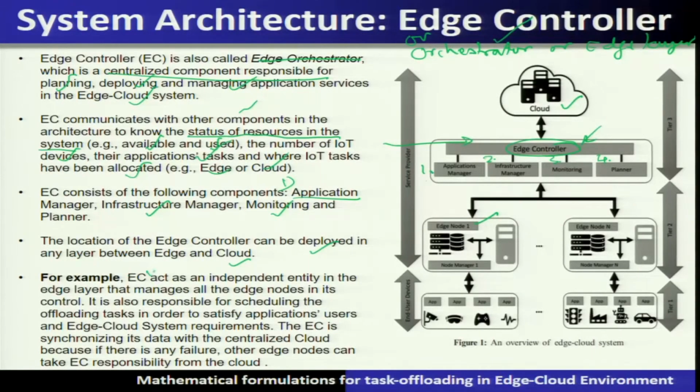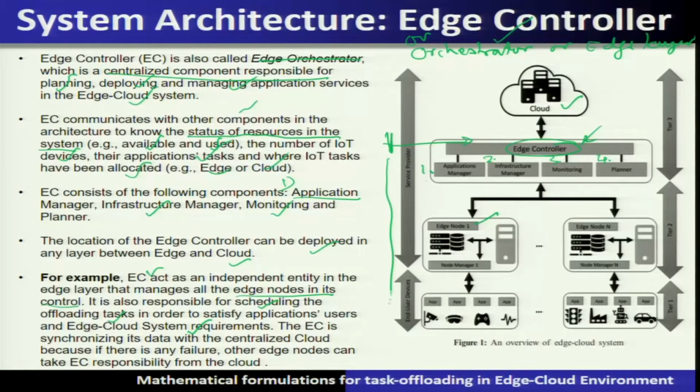For example, the edge controller acts as an independent entity in the edge layer that manages all the edge nodes in its control. You can see that below the cloud there are edge nodes. To manage these edge nodes and the communication with the cloud, the edge controller or the edge layer sits in between. So, it is responsible for scheduling the offloading task in order to satisfy application users and the edge cloud system architecture. Now, it has two roles.